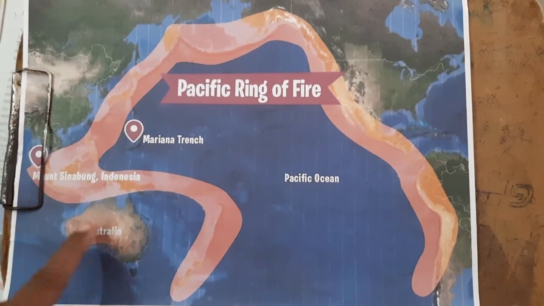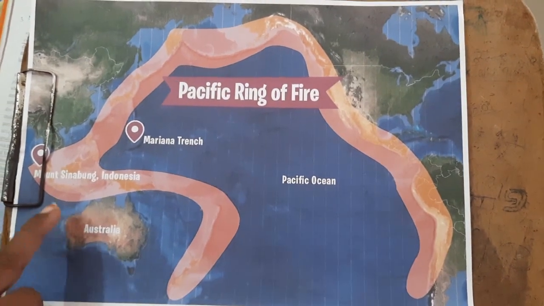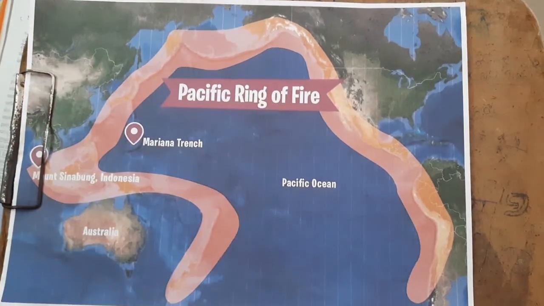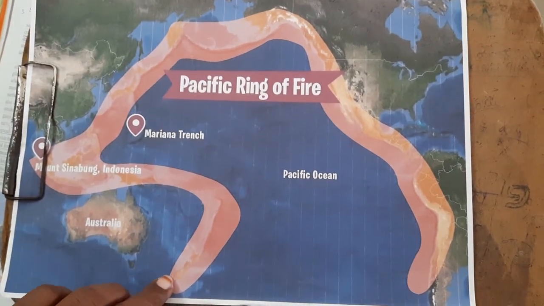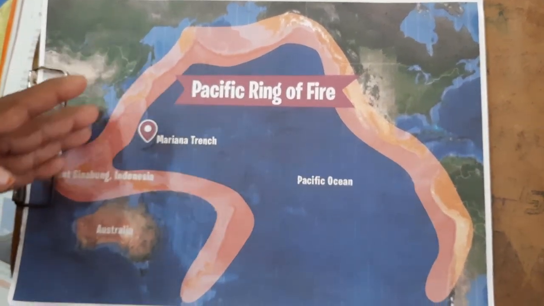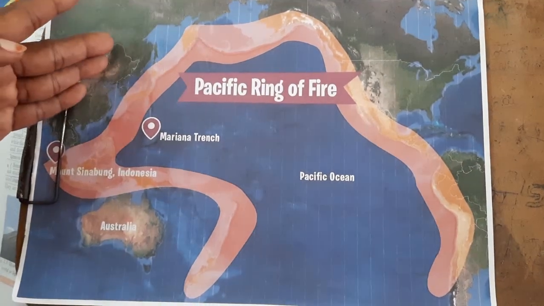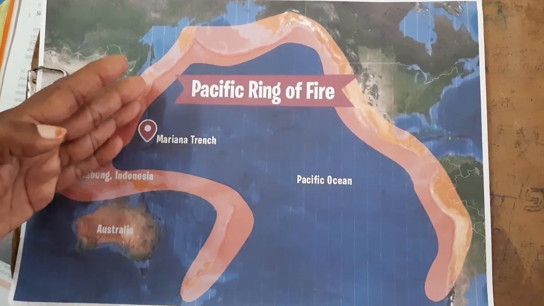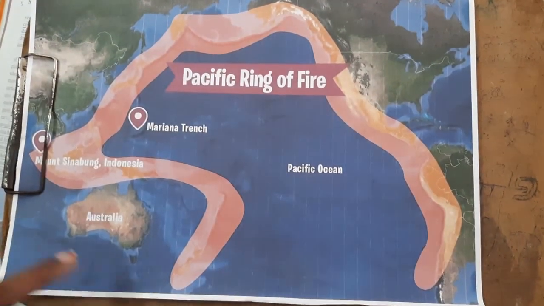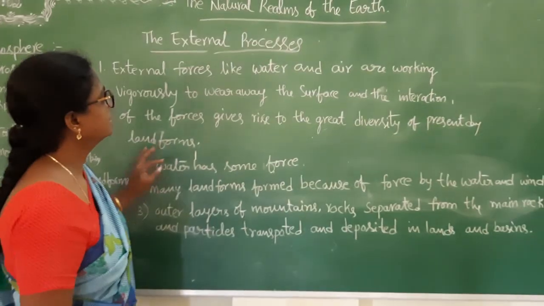See children, this is the Pacific Ring of Fire. Why? Because this is the edge of the Pacific Ocean, and this is the boundary line between the continents and the Pacific Ocean. So this edge is called the Pacific Ring of Fire.